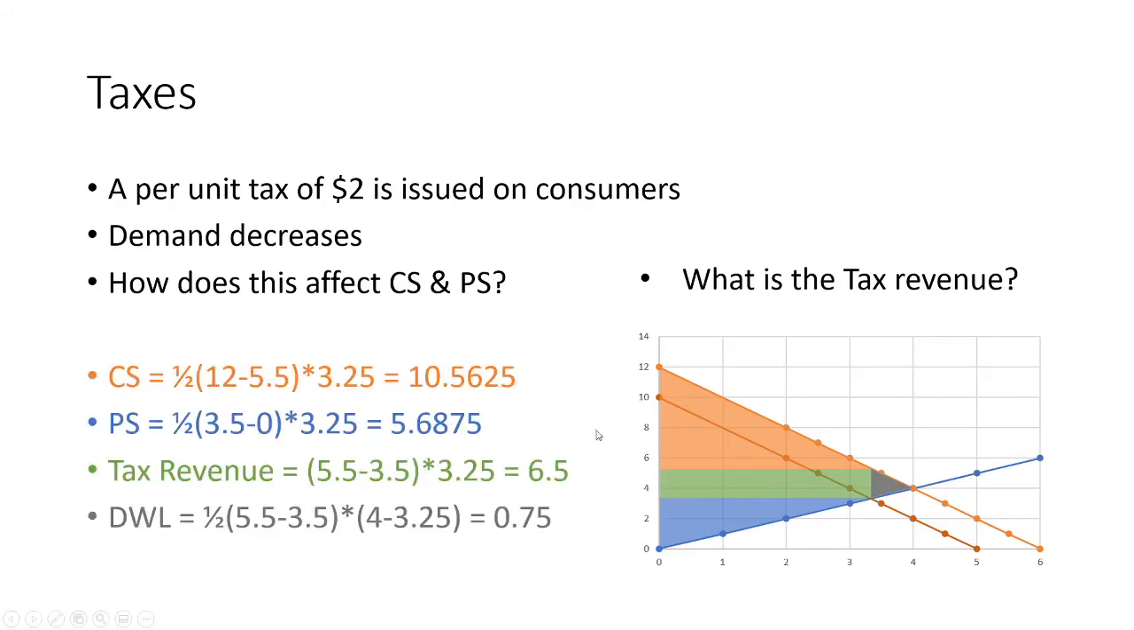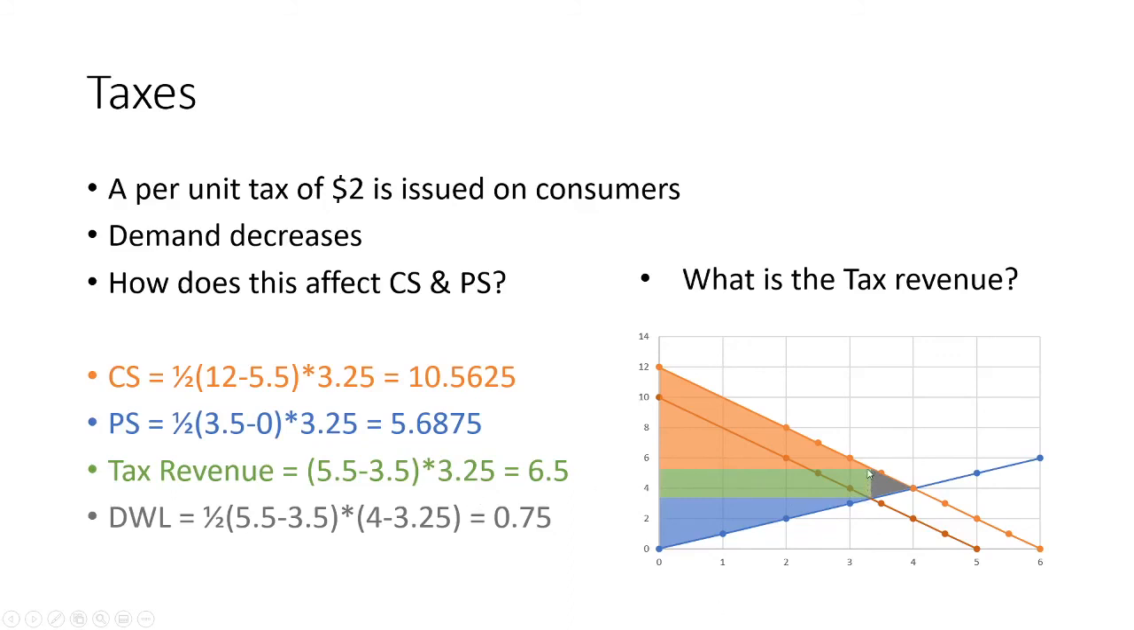So here we're calculating the consumer surplus. It's going to be 1/2 the base times the height, the area of a triangle. So 1/2, 12 minus 5.5 times 3.25, which gives us this number. Producer surplus is the area of this blue triangle. So 3.5 minus 0 times 3.25, which will give us this number, a little bit less than 6. Our tax revenue is the area of this green rectangle here, or 6.5.